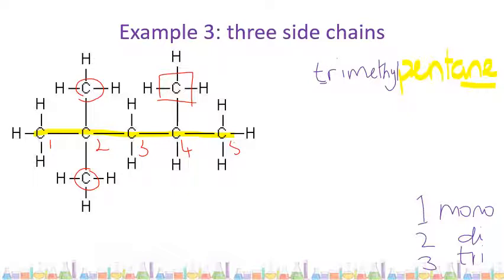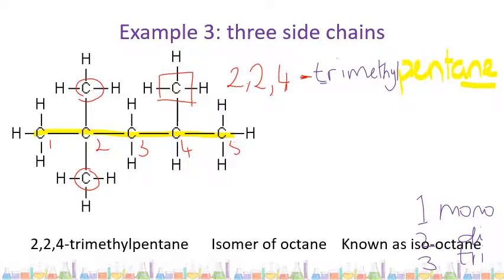So for this one, we've got 2 side chains on carbon 2, so that'll be 2,2, and we've got a side chain on carbon 4, so it'll be 2,2,4-trimethylpentane, and that's the final name for this molecule. It's an isomer of octane, and it is also known as isooctane. And the reason I chose this example is that you'll see it again later on in chapter 21 when we're talking about fuels.